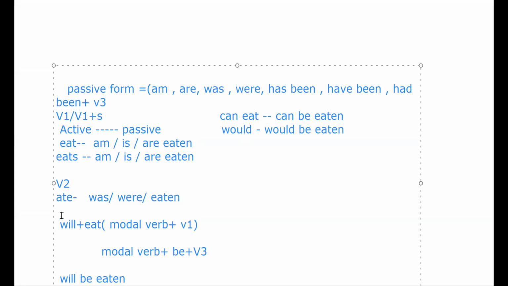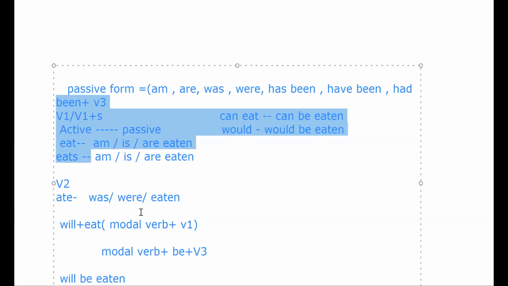Okay. Instead of saying future, V1, V1 plus S, this V2, it's the same. The only thing I change is the B forms. So if it is the modal verb, this is how it works. Fine. This is one thing.